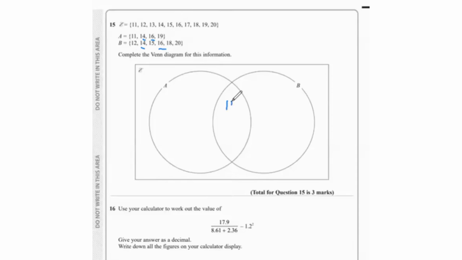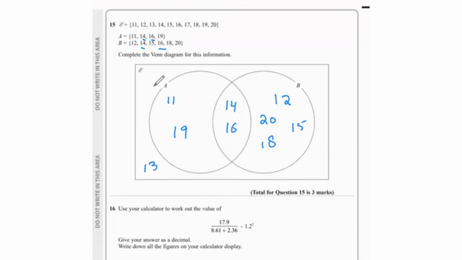So the common elements are going to come in the overlapping region, which is this part, because both the circles are overlapping over here. Then that leaves for set A 11 and 19. And for set B, we have 12, 15, 18, and 20. Now, is there anything that comes outside? Let's check the universal set. So in the universal set, there's a 13, which is in neither of these sets. So 13 is over here.